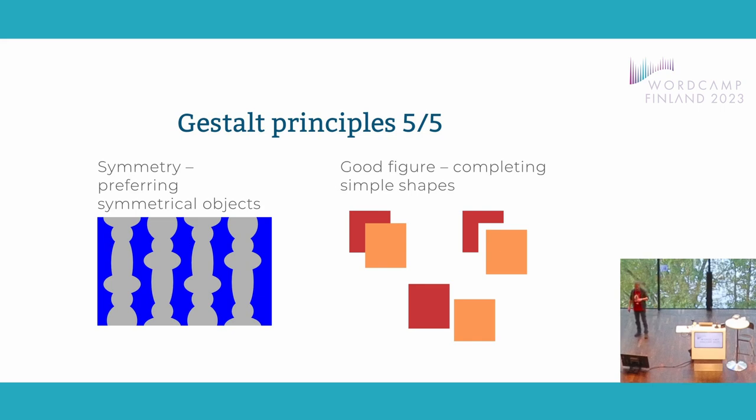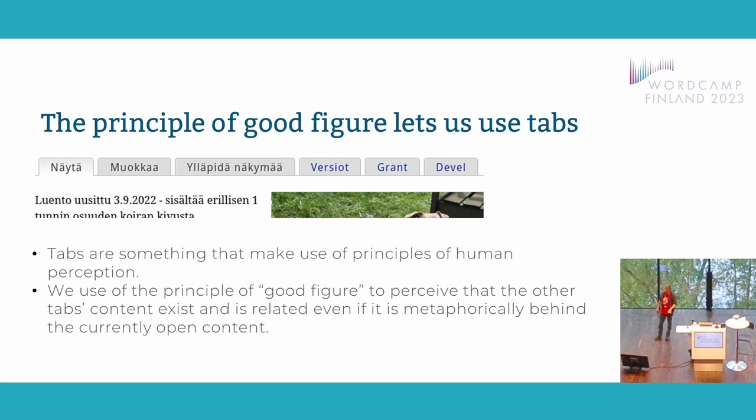And the wood figure is about completing simple shapes. In the first one, in the top left corner, with the two orange boxes, we think they are both full boxes in the bottom part. They are just overlapped. We don't think of one as a reversed L-shape and the other as a box. So we complete the image in our mind. This is something we use when we have tabs on websites. We think these are things that have content, it's just behind. We realize that this already exists there, but we just can't see it because there is something in the way.